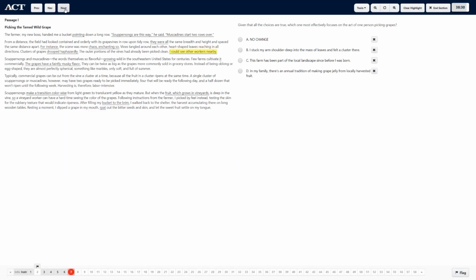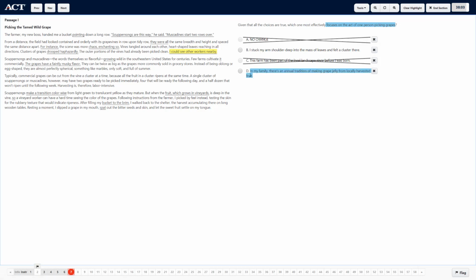Now we are halfway through the passage. The other portion of the vines had already been cleaned. I could see the other workers nearby. Given that all choices are true, which one most effectively focuses on the act of one person picking up the grapes? So we know this is irrelevant. This is irrelevant as well. And this is also irrelevant. They are asking about one person picking up grapes. They're not asking you to talk about your family. So B is the right answer, describing someone picking up grapes. I stuck my arm shoulder deep into the massive leaf and felt a cluster there.